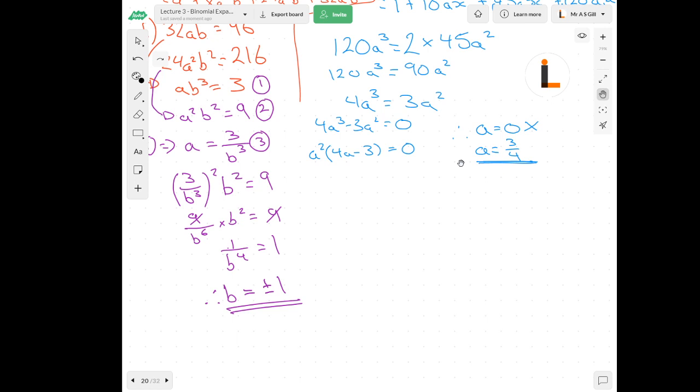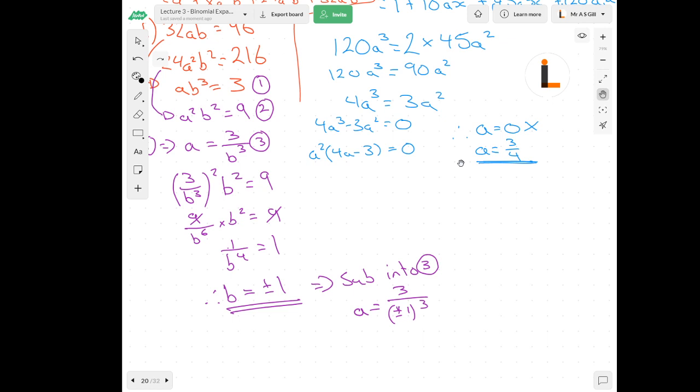Then we're going to sub this back into equation 3. Sub back into equation 3. So we have A is equal to 3 over, we had B cubed originally, well, that would either be 1 cubed or minus 1 cubed. So let's just put plus or minus 1 cubed.